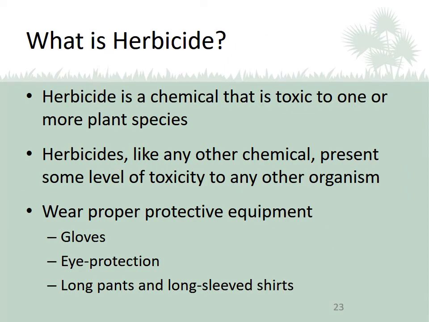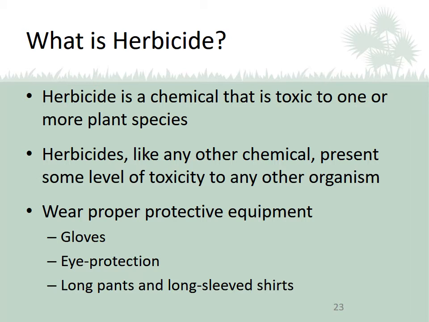So what exactly is an herbicide? An herbicide is a chemical that is toxic to one or more different plant species. Herbicides, like any other chemical, can present some level of toxicity to other organisms. As a general rule, if herbicides are used correctly and you use all the correct personal protection equipment, they can be used very safely for people. But a number of these, if you read the label closely, are highly toxic to fish and aquatic organisms. So you want to be very, very careful using it around any kind of body of water, creek, or pond.